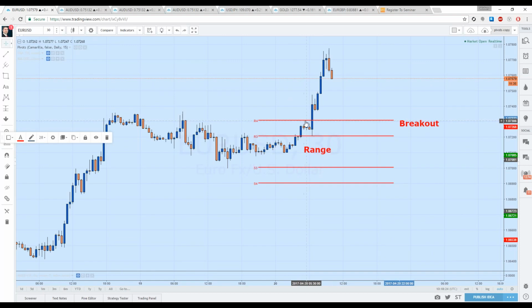Traders can look to trade a bullish breakout above R4.